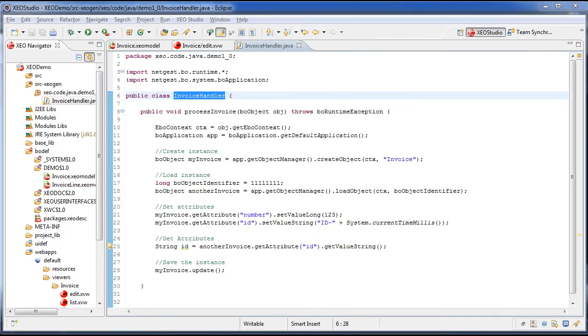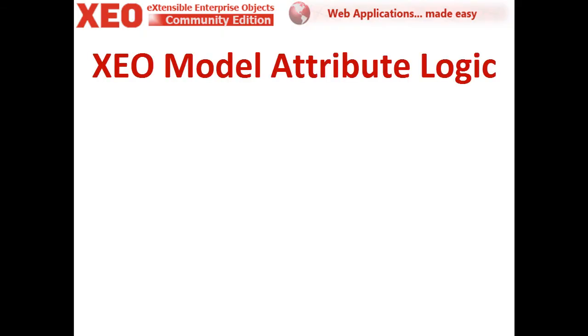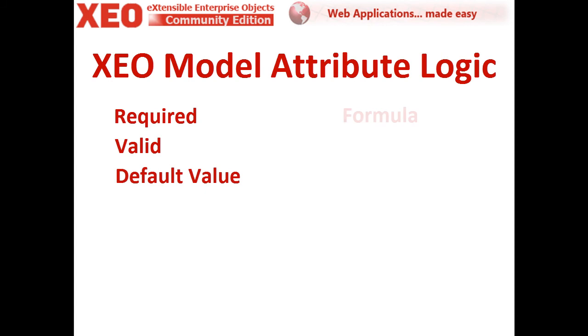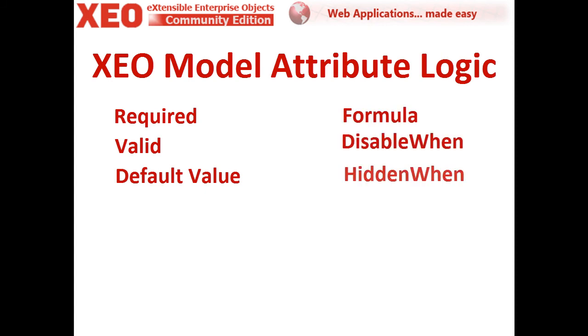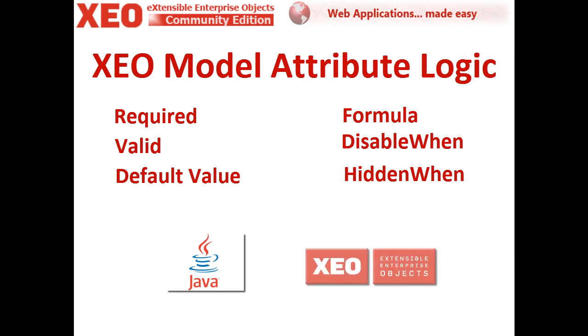You can also declare logic associated to the attributes or the model itself. XEO model attributes support a variety of conditions, such as required, valid, default value, formula, disable when, hidden when, etc. You can declare each of these conditions for an attribute and implement them using the power of Java and XEO's API. If you declare a required attribute, you can only save an instance of that model if the attribute has a value. This behavior is also propagated to the web views, but more on that later.